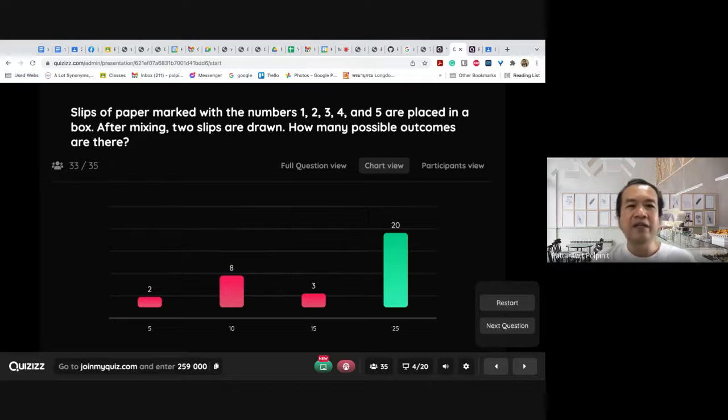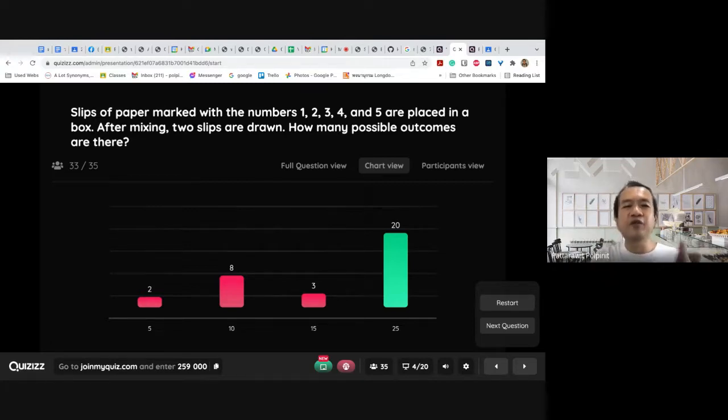Basically you can have 5 possible outcomes for the first draw, and another 5 possible outcomes for the second draw, right? Because the first draw you can have either 1, 2, 3, 4, or 5. The second draw you can also have 1, 2, 3, 4, 5. The question is not clear, because we're putting the slip back after we draw the first one. So the correct answer would be 25, because 5 for the first draw, 5 for the second draw. So 5 times 5, 25.